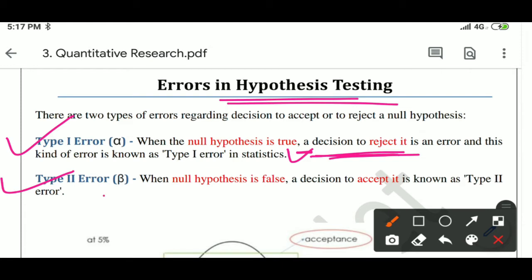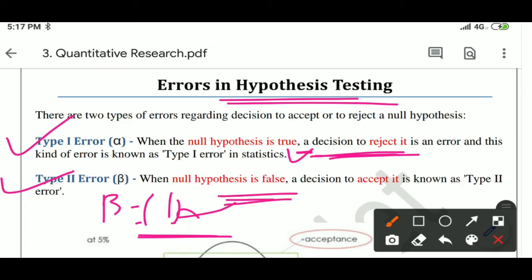And the opposite, type 2 error, is just opposite to type 1 error, or you can say beta equals 1 minus alpha, where 1 is the probability, and the maximum value of probability is 1. So when the null hypothesis is false, and the researcher or investigator accepted the null hypothesis, then this is called the type 2 error.